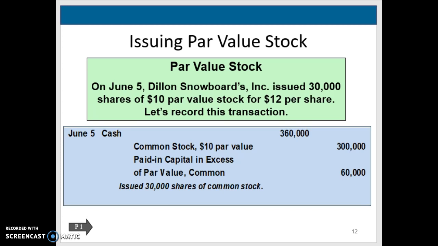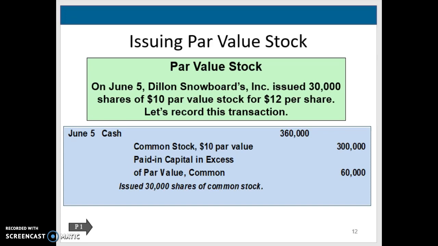In this case, it tells us on June 5th, Dillon Snowboards issued 30,000 shares of $10 par value stock, but they issued it for $12 per share. So they're issuing it for more than the par value. That's where the paid in capital in excess of par value comes from. The par value is the amount that goes into common stock, the $10 value times the number of shares. The paid in capital in excess of par value is how much was over the par value when we issued it. So it's $10 par value, $12 per share, a $2 per share difference.